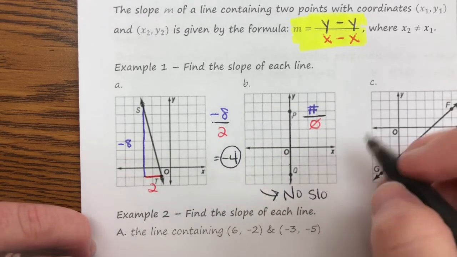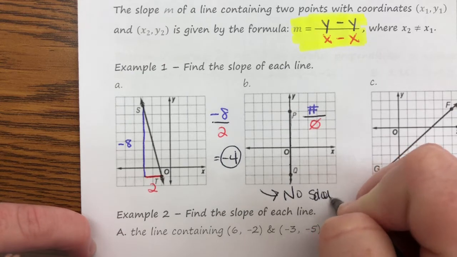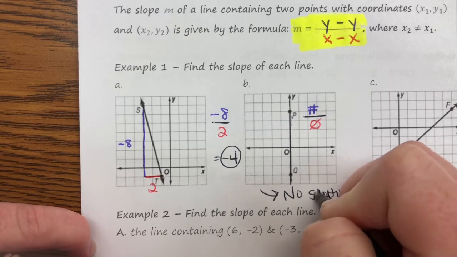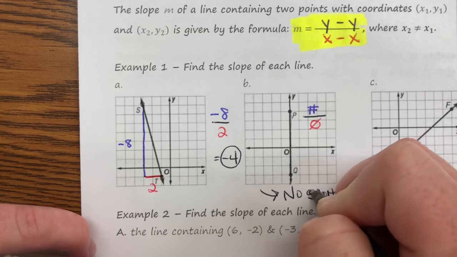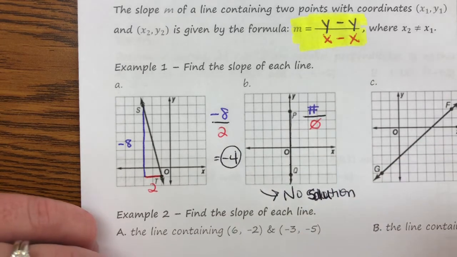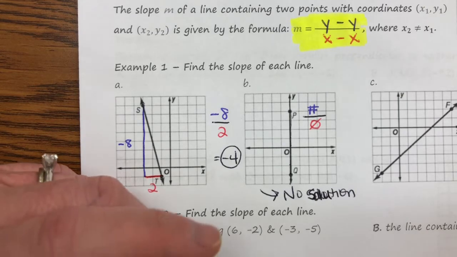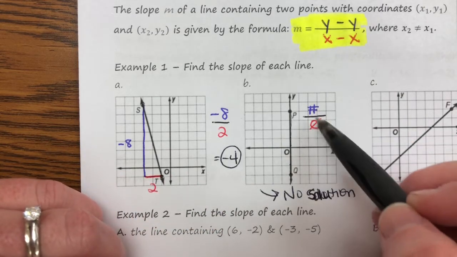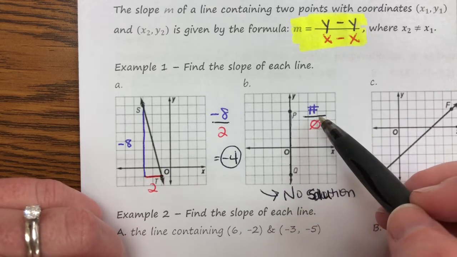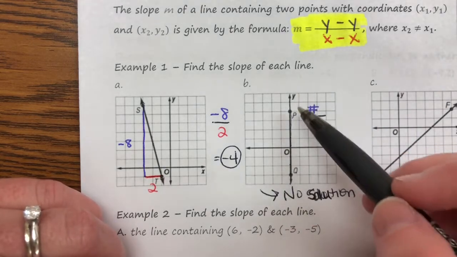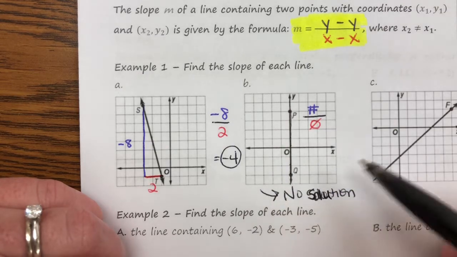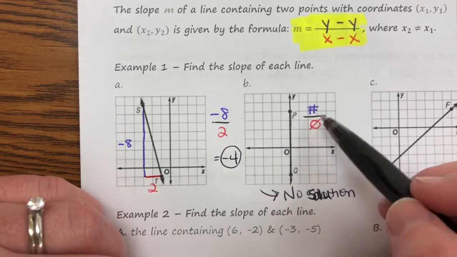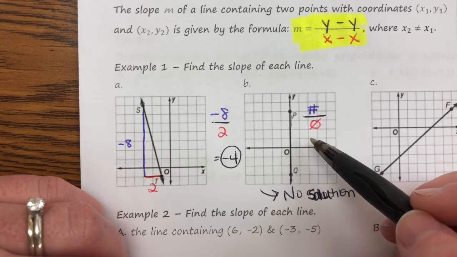Oh, why did I write no solution? There is no slope. It's not 0, it does not exist, right? There is no slope because you cannot have a fraction with 0 on the bottom. It's not a real thing, you can't have it. Yes, there is a line here, but the slope of a vertical line is just none. It doesn't have a slope, there's no solution, it doesn't exist, okay?